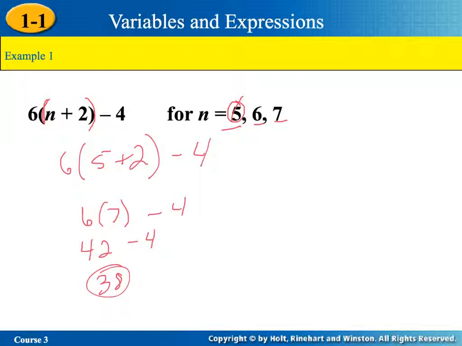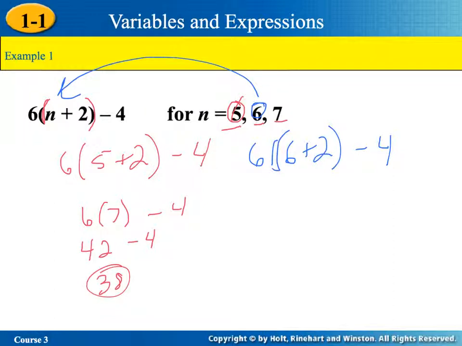Next, I need to plug in a 6 this time. Plug in a 6 where I see an n. So I see an n right inside the parentheses. 6 times the sum of 6 plus 2 minus 4. Ooh, that's bad parentheses there. There we go. Parentheses right there. So I have 6 times the sum of 6 plus 2.